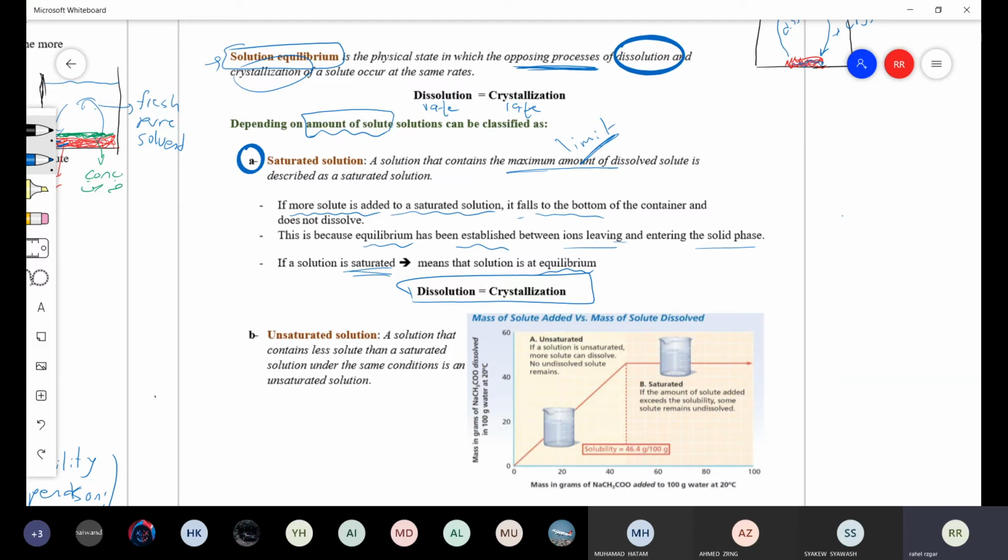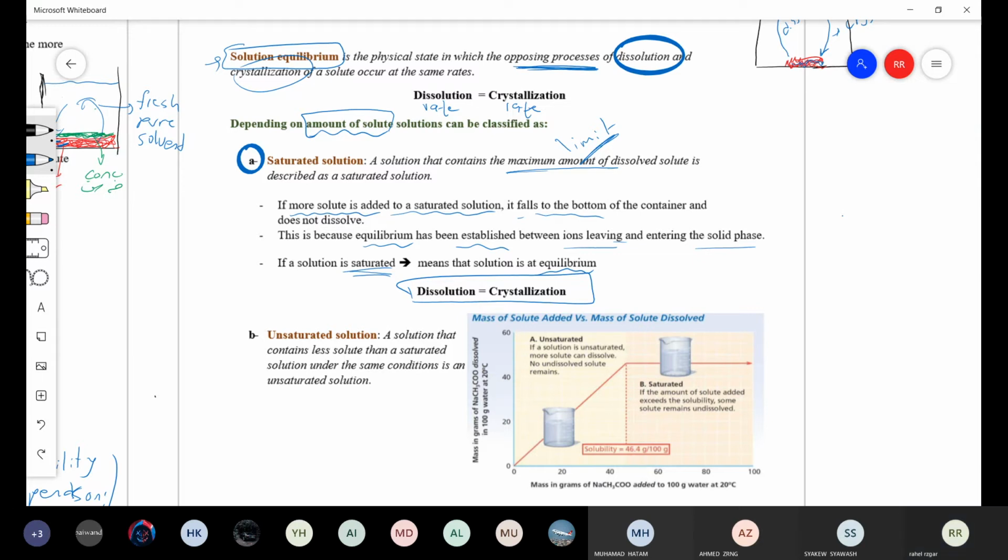That's why in a saturated solution, since it's at maximum, some amount of solute is trying to dissolve, and some other molecules are precipitating at the same rate. That's why it is equilibrium. And whenever it says solution equilibrium, we have to think about these two things: dissolution and crystallization. All right.